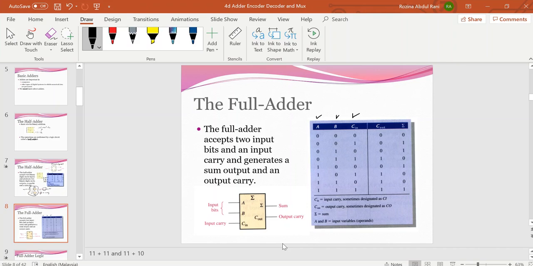The circuit produces a 2-bit output. So the output from the full adder, we will have sum and output carry. The output carry and sum are typically represented by the signals Cout and S. Okay, so this represents the output from the full adder. So we have Cout and S, or sum.